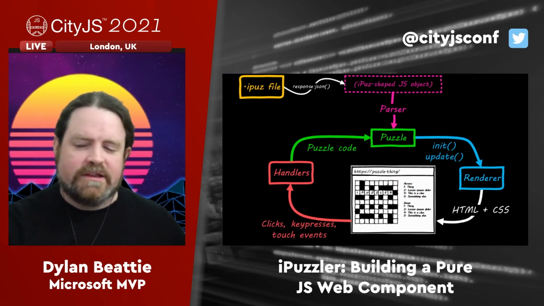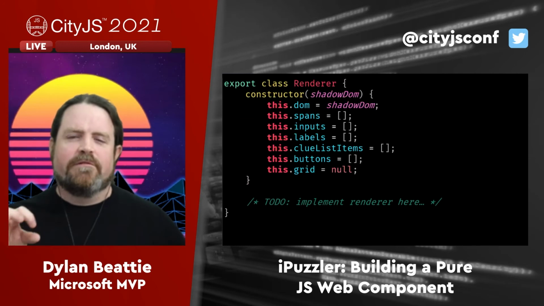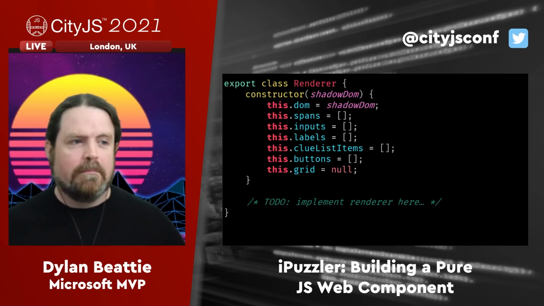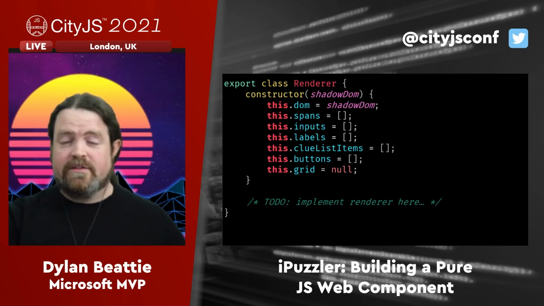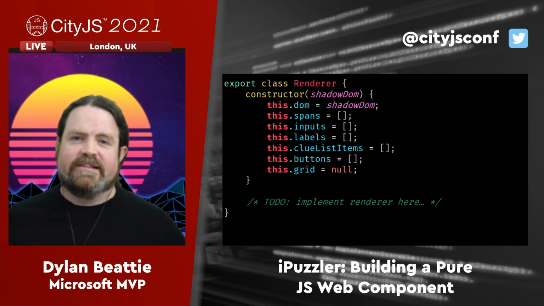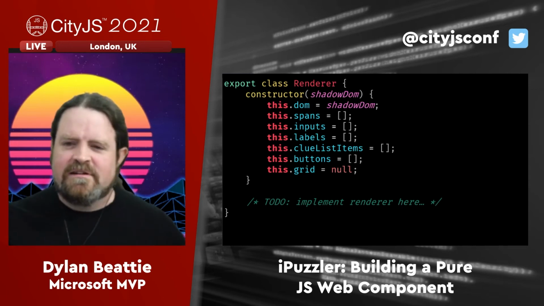Now, let's have a look at some of the code from the renderer here. The renderer is basically a big bag of references to HTML elements that exist in our shadow DOM. So to construct one, we say, hey, here's the shadow DOM. You're going to draw your puzzle in here. It has spans, it has inputs, it has labels, it has list items, it has buttons, it has a grid. The implementation is not here. You can find that on GitHub if you want to go and look at it.